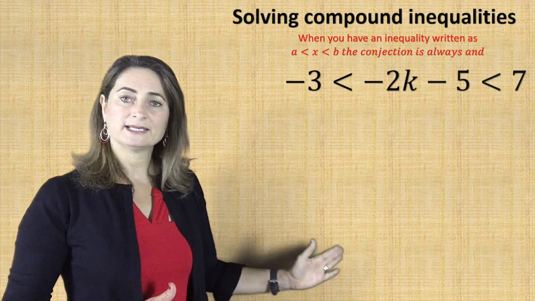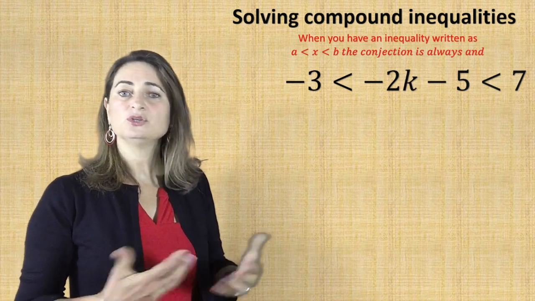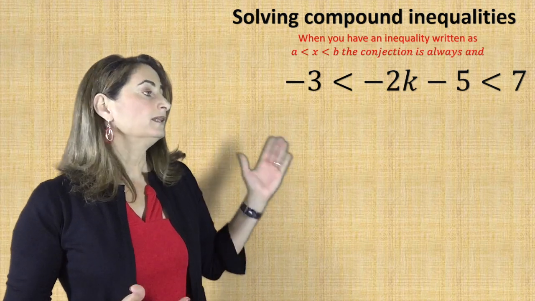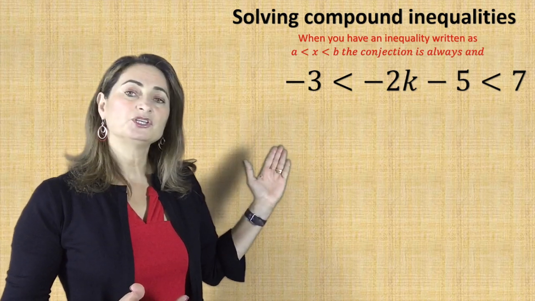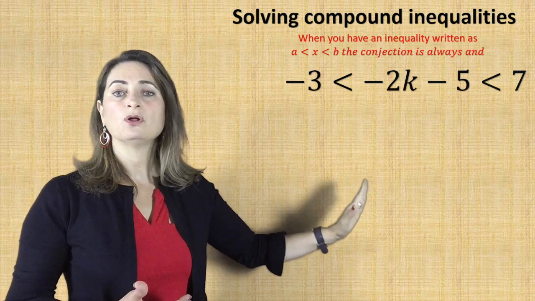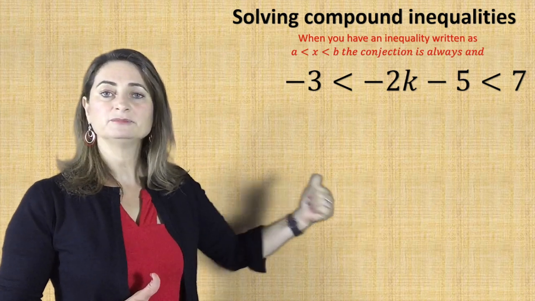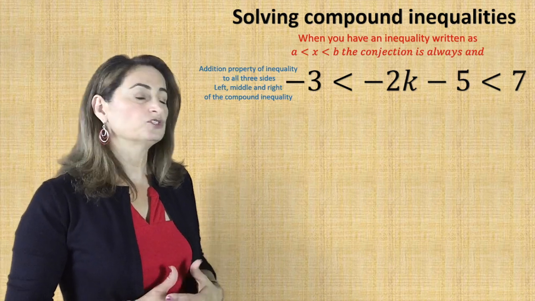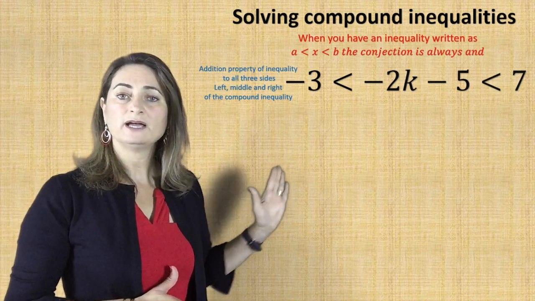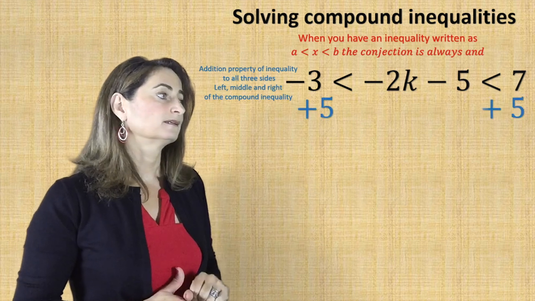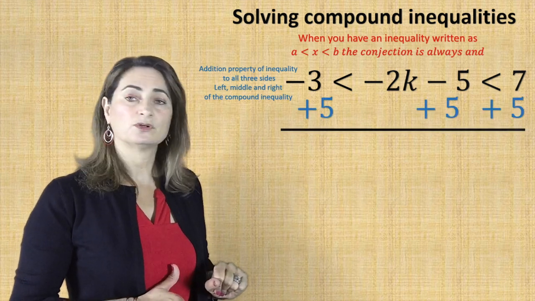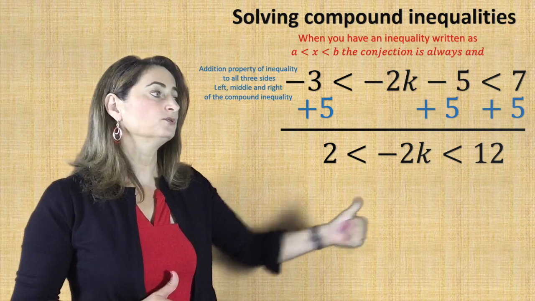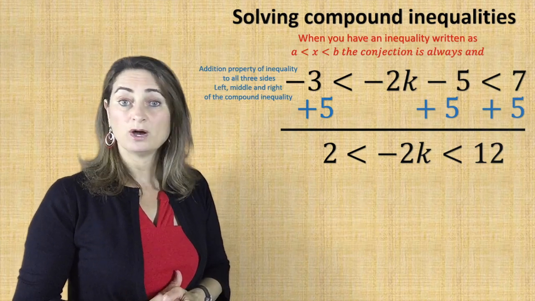So isolate k. I need k by itself. Use inverse operations. The only thing you need to pay attention to is that whatever operation you use, you have to use it on all three sides of the inequality, left, middle, and right. To get rid of the 5, use the addition property of inequality to the left, middle, and right. So add 5 to all sides of the inequality. You end up with 2 less than -2k less than 12.